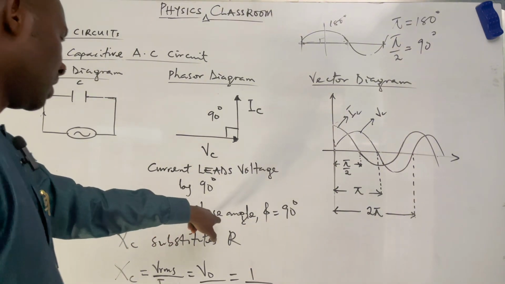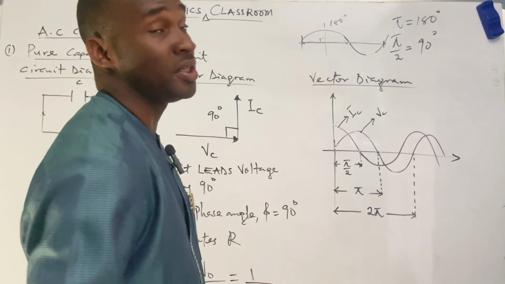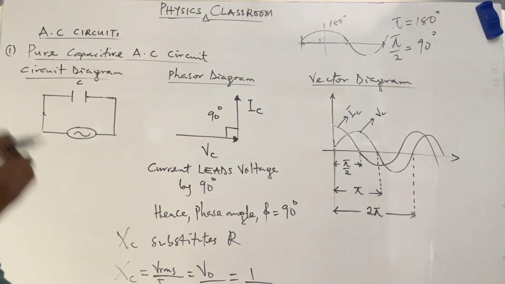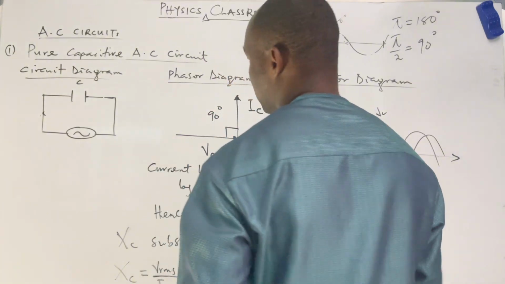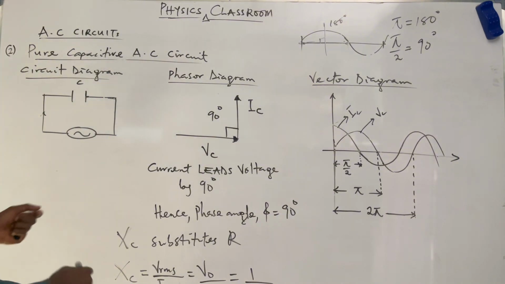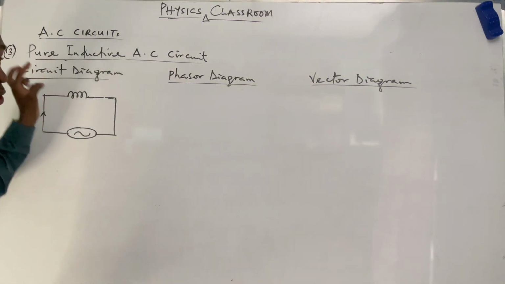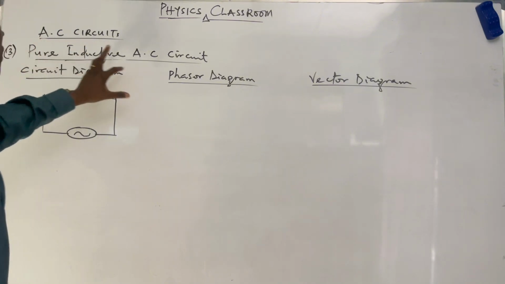So, if the phase angle is 90 degrees, what then will the power factor be? The power factor will simply be what? Cos 90. Cos 90, which is 0. Take note of that. Let's move to the next one. Mind you, this is number 2. So far, we've considered the pure resistive, then the second, pure capacitive AC circuit. Now to the third circuit, which is pure inductive AC circuit.